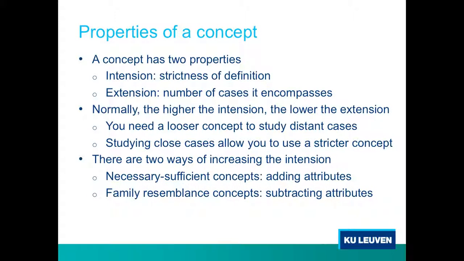A concept has two properties. Intention refers to the strictness of a definition. You can always define a concept more or less strictly, right? It can be loose, it can be strict. The extension of a concept refers to the number of cases a concept encompasses. Normally, the intention and the extension are negatively correlated.